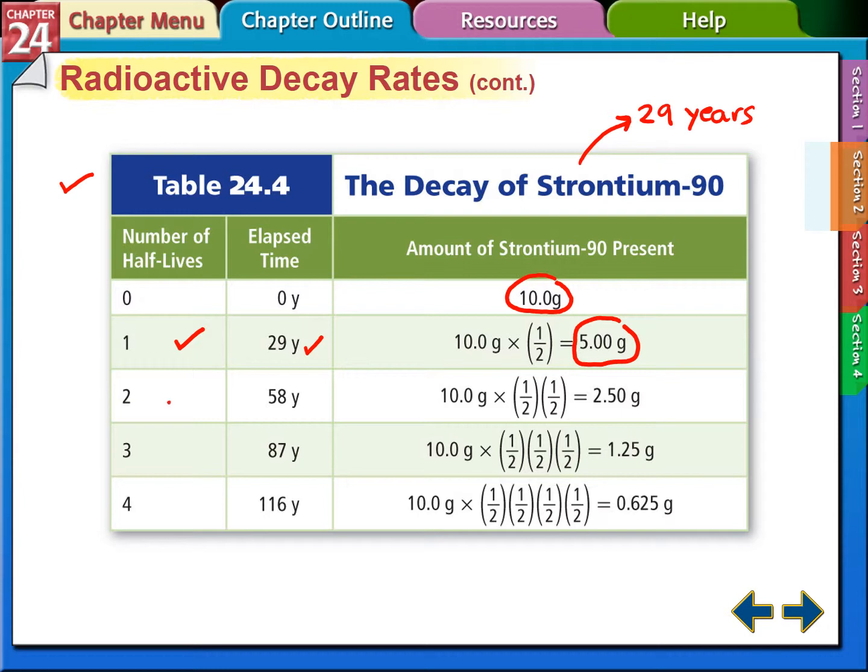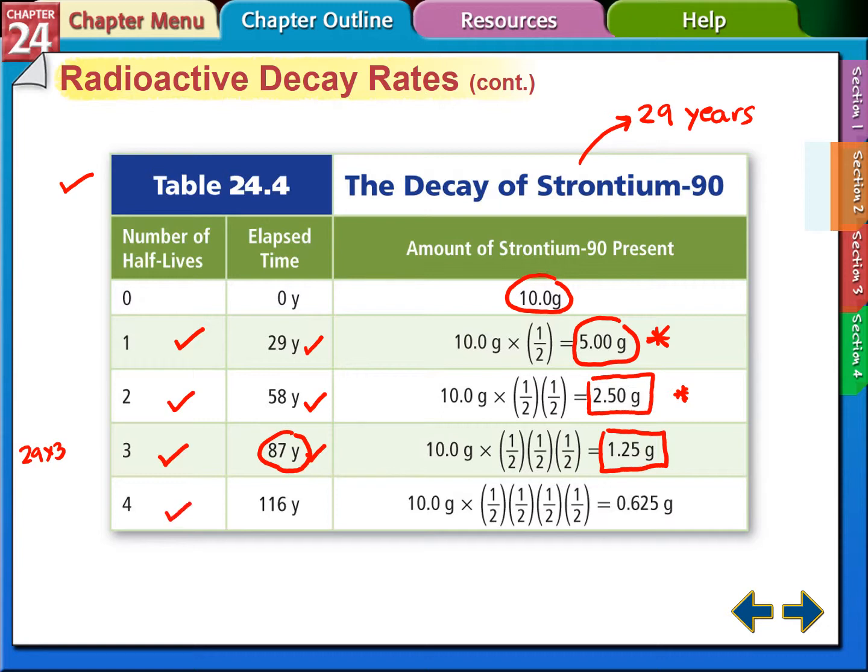After another half-life, that is after two half-lives, that means 58 years, only 2.50 grams will remain. So that is half of 5 grams. Now, after the third half-life, that is 87 years, because that means 29 times 3, which is equal to 87 years, half of 2.50 would remain, and that means after 3 half-lives, we will have 1.25 grams of strontium-90 remaining.